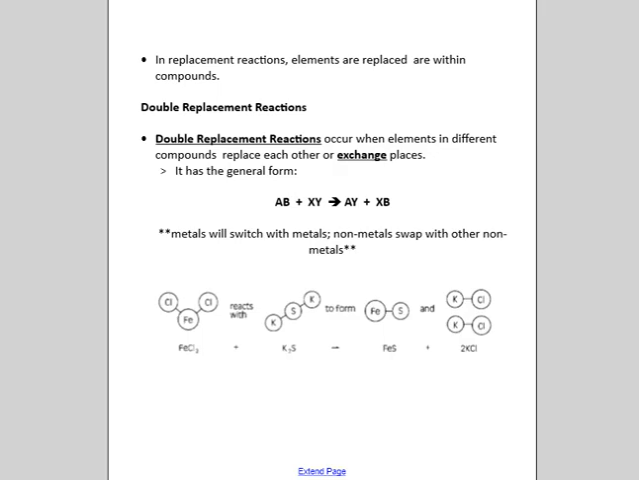Another type of reaction that is a replacement reaction is the double replacement reaction. Double replacement reactions happen when you have 2 compounds and then an arrow. This is the general form for a double replacement reaction. I can see that the elements A and X have traded places. So A is now with Y and B is with X. Let's look at the example that we have below.